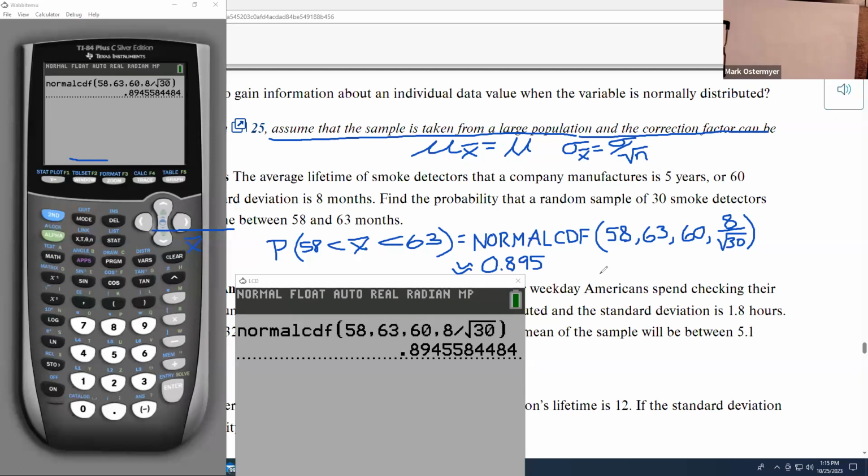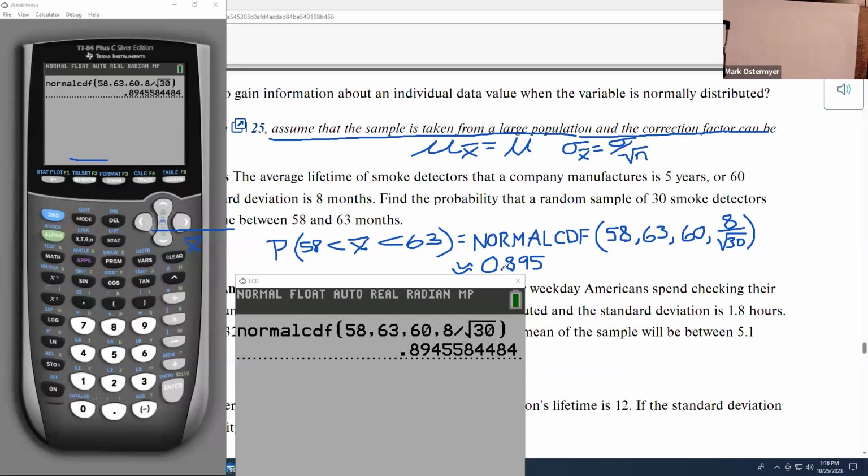And that's it, ladies and gentlemen. So the probability that a random sample of size 30 smoke detectors has a mean lifetime between 58 and 63 months would be about a 90% chance.